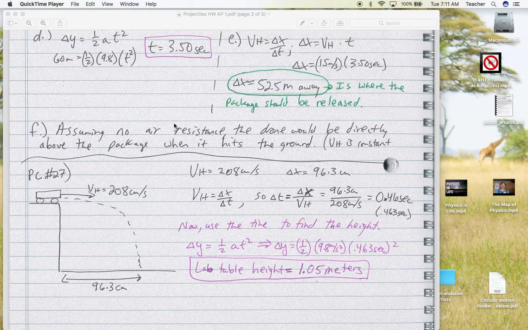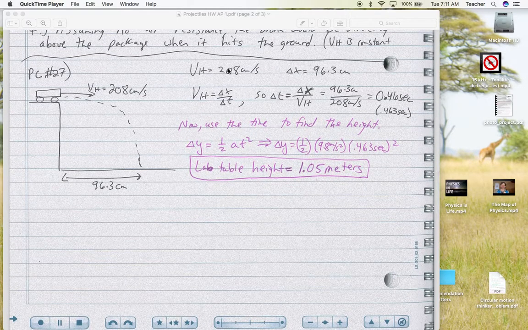So again, assuming there's no air resistance, the drone will be directly above the package when it hits the ground. For problem 27, we've got something going off horizontally at 208 centimeters per second. You can convert that to meters or not. You could find how long it's going to take to go this horizontal distance.